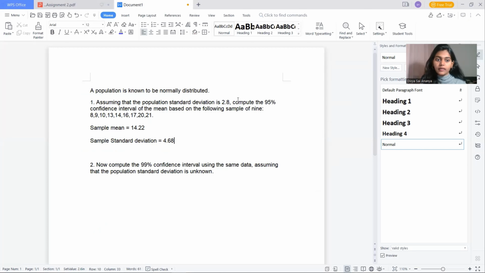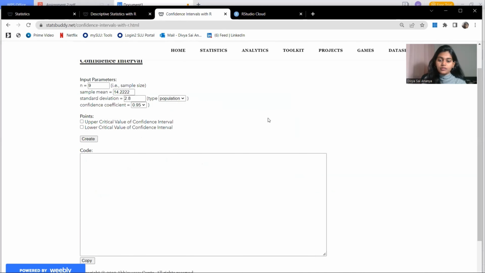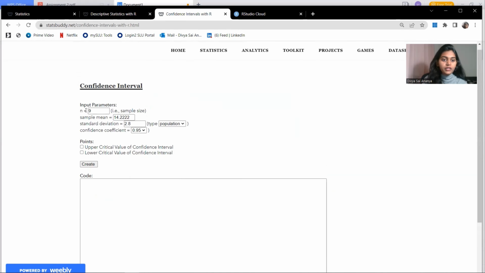Now let's just calculate the confidence interval, which is 95%. All right, let's go to Statsbuddy, and then let's get into the confidence interval section. And here I have already given the input parameters as the sample size is 9. Sample mean is 14.22 as we calculated in the previous section. The standard deviation is 2.8. Here we are taking the type as population. And the confidence coefficient as given in the question, it's going to be 0.95. Now we are calculating the upper and lower critical value of confidence intervals.